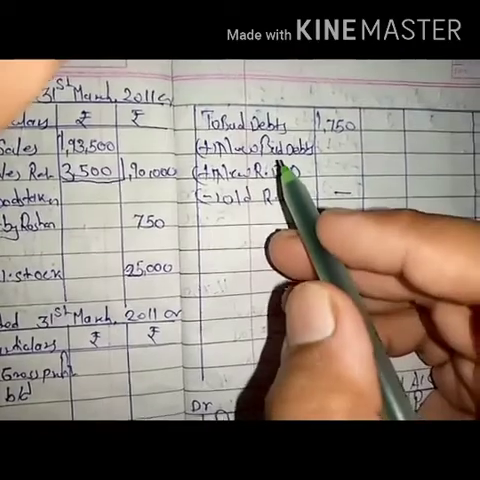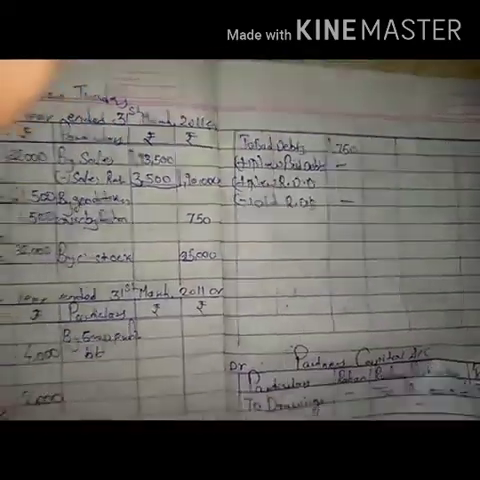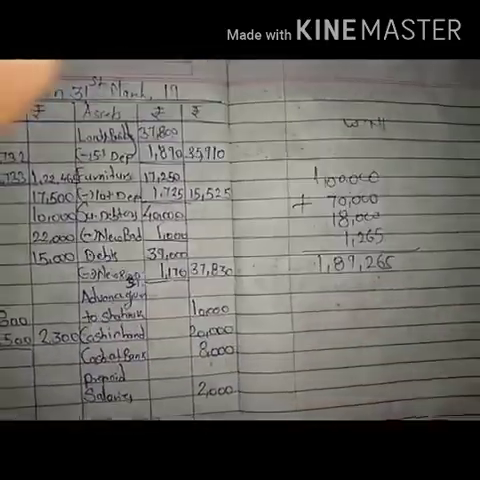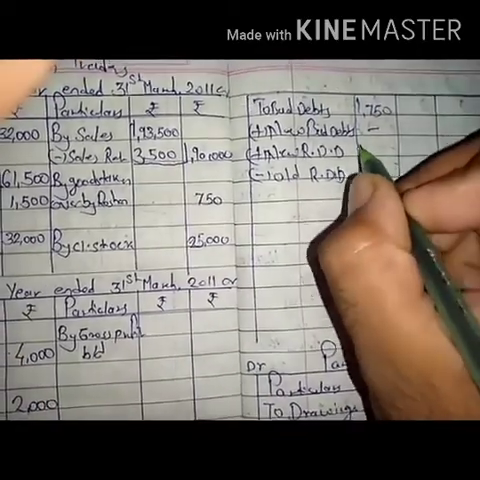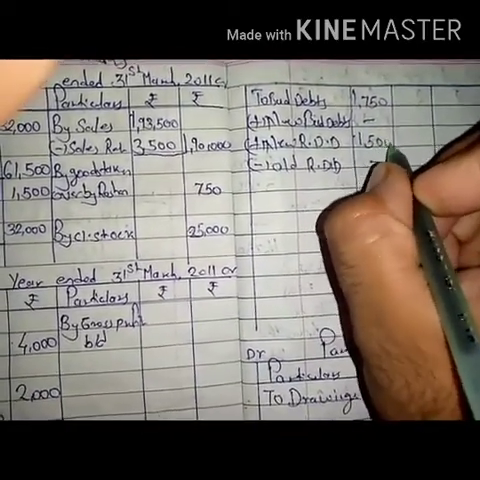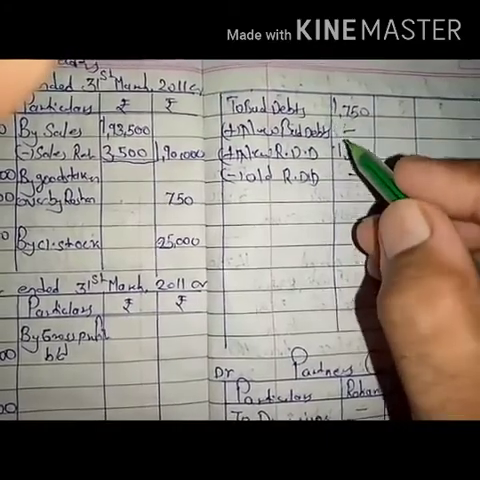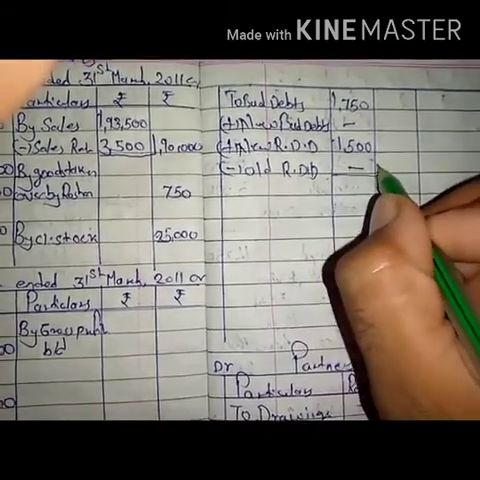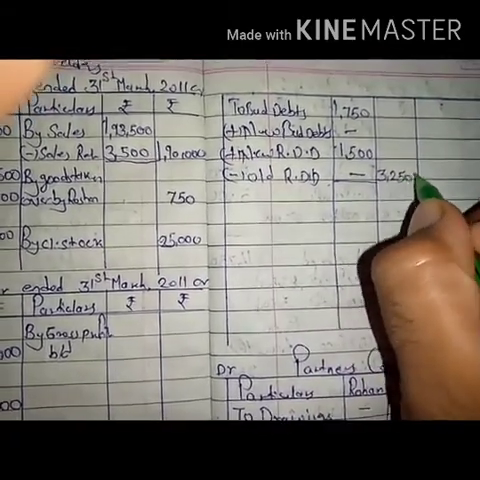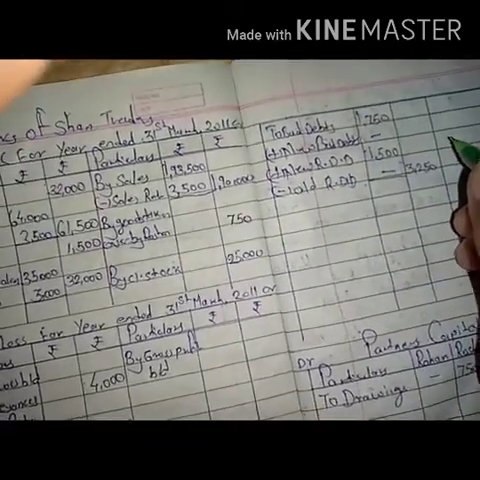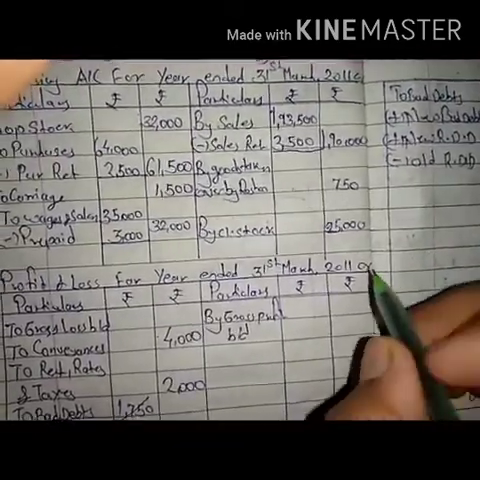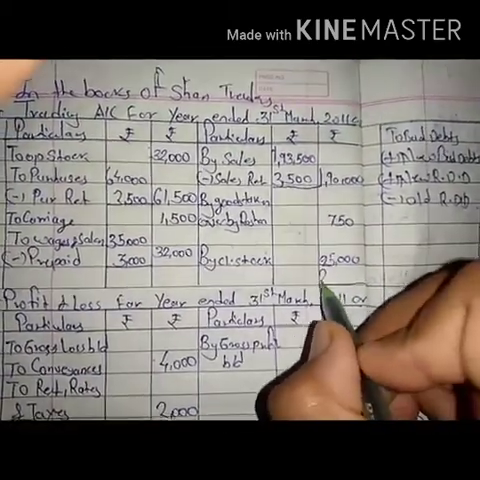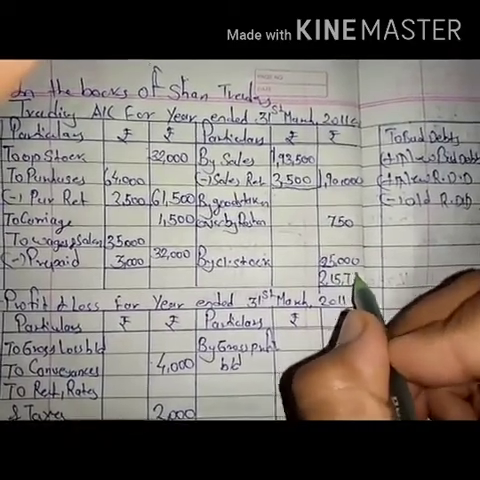Even though we didn't find a new bad debts, we found a new RDD, which was 1500, given in the adjustment. So add 1500 to make the total of this item 3250. Now the adjustment is over. Now we are going to make the total of the sum. 2,15,750.